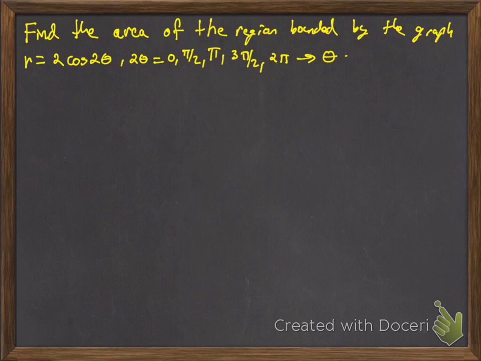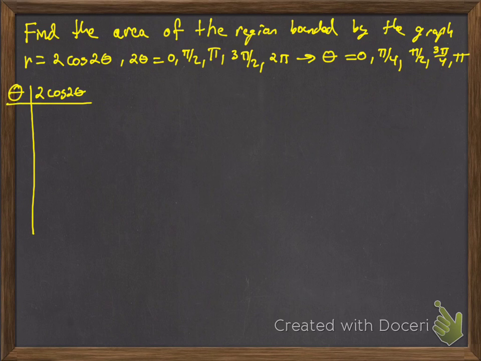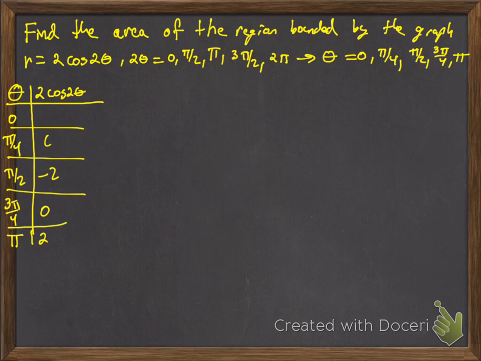And dividing that by 2, we'll have theta is equal to 0, pi over 4, pi over 2, 3 pi over 4, and then pi. And so when we set up our table, those will be the nice values. You can always verify in your calculator if you like, but these are going to work out nicely. So that's going to give us 2, 0, minus 2, 0, and 2.